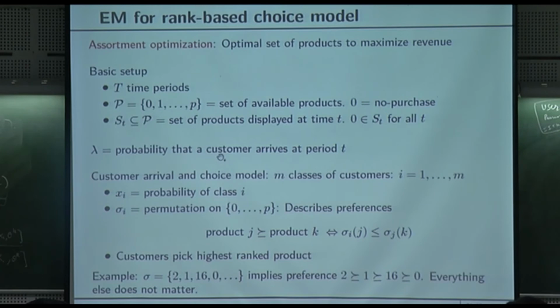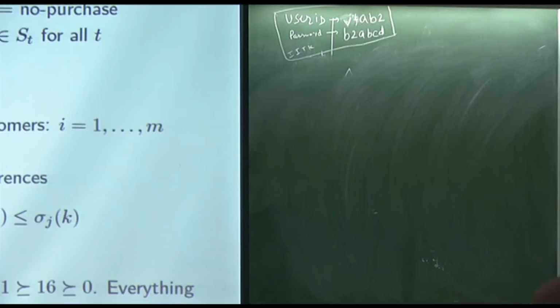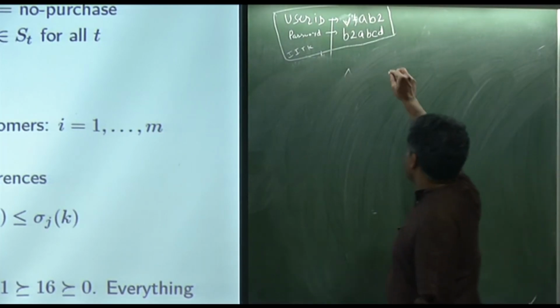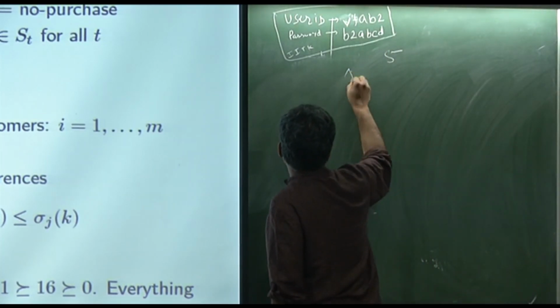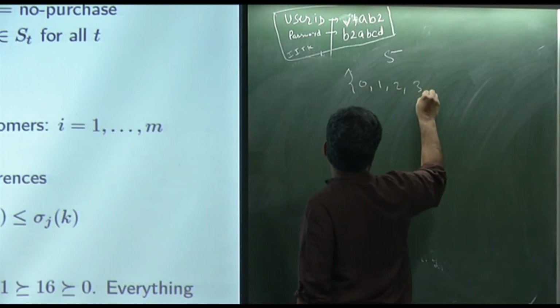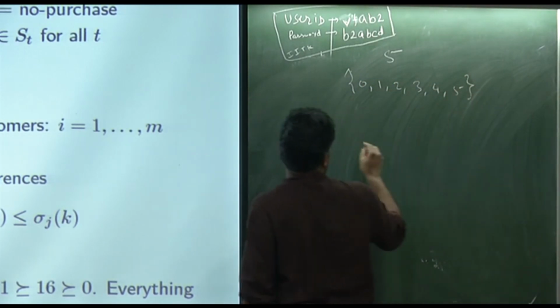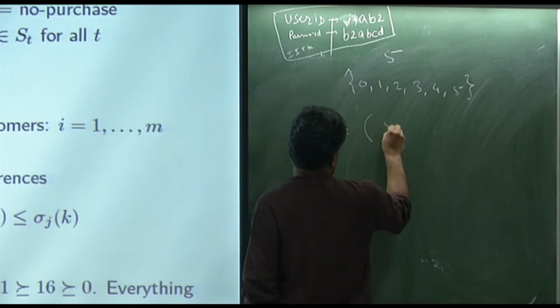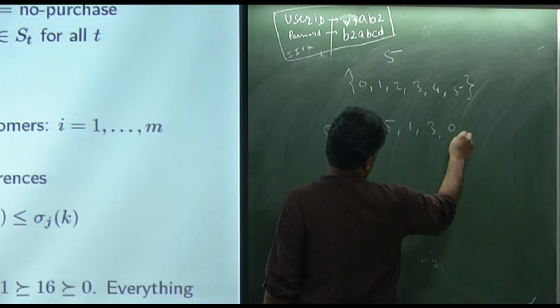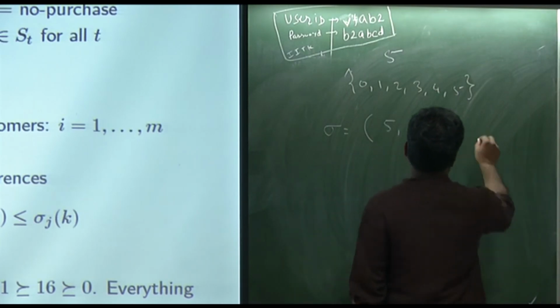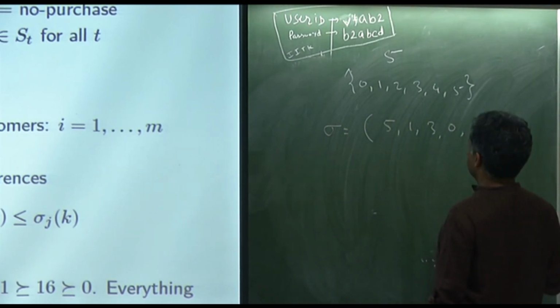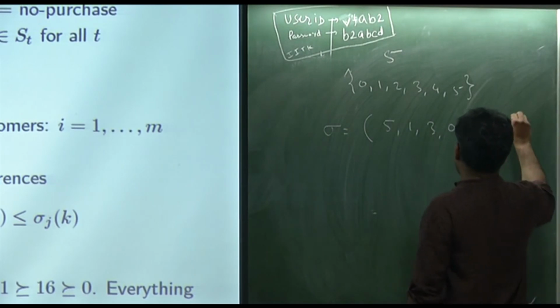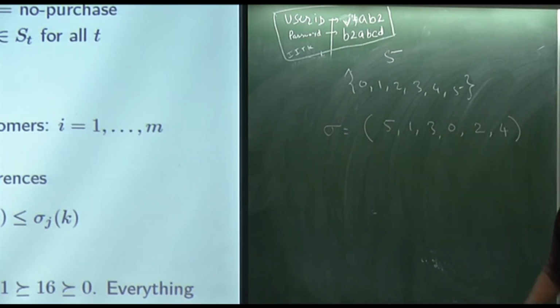Question back there somewhere? Yes. The second point, the permutation of 0 to P. I'm not able to understand it. Okay, so let's write this down. Let's say I have 5 products and my product set is 0, 1, 2, 3, 4, 5, and I have a permutation of these which is 5, 1, 3, 0, 2, what did I miss? 4. So suppose this is a permutation of these products.